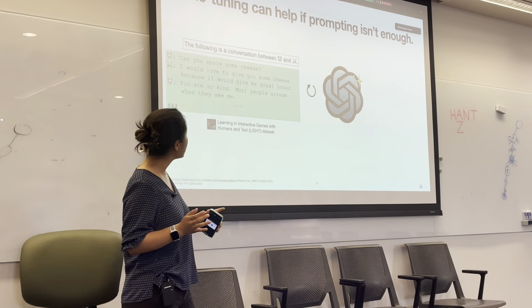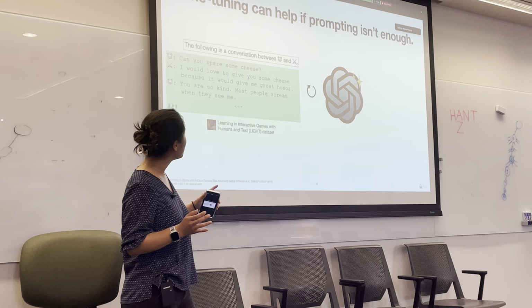So in this example, we actually have a conversation between a mouse and a knight. The mouse is asking, can you spare some cheese? And the knight is basically saying, it would be my great honor to spare some cheese, woohoo. I do this over and over again for a bunch of examples, and that is actually the model that we're playing with in this chatbot.